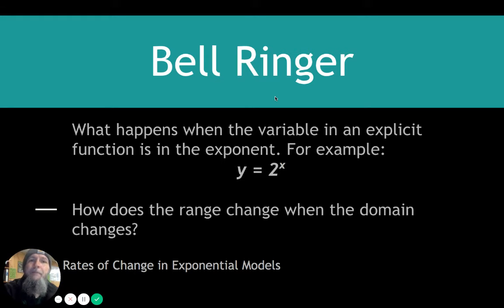So that's what happens to the range when the domain changes by 1. It changes by 2, or by a multiple of a ratio of 2. We talked about common ratios, and that's what it is.